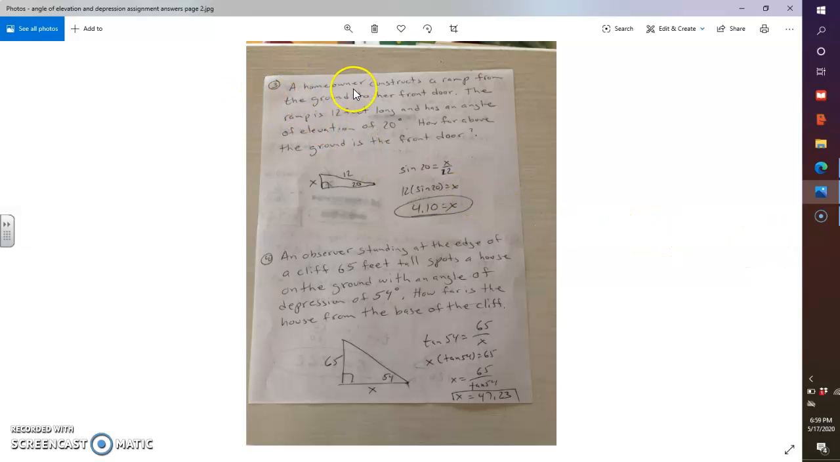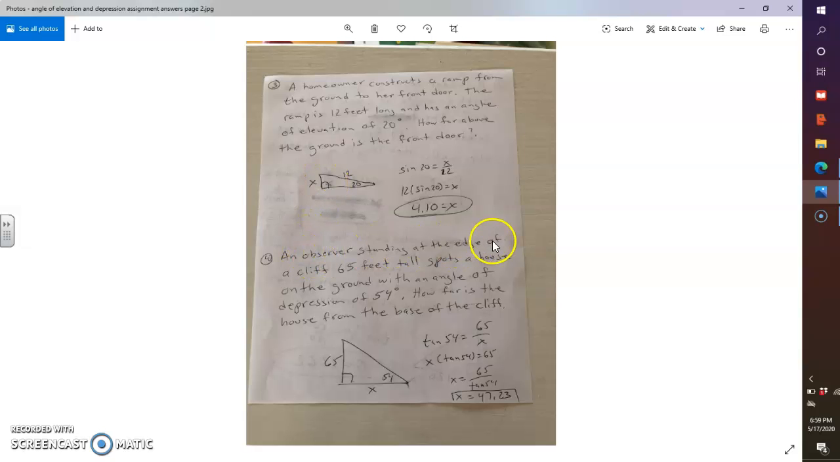In number three, we have a homeowner constructing a ramp from the ground to our front door. That's what a ramp looks like. It's the diagonal, it's the hypotenuse, and we're told it's 12 feet long. And I want to know how far above the ground is the front door. And just think about, why would I build a ramp on the ground? That makes no sense. But that ramp that's 12 feet long right here, the X, what I'm trying to find, represents the height from the ground to the door.